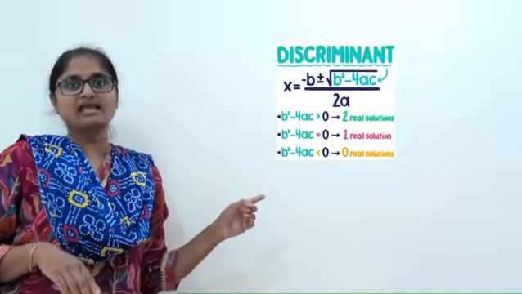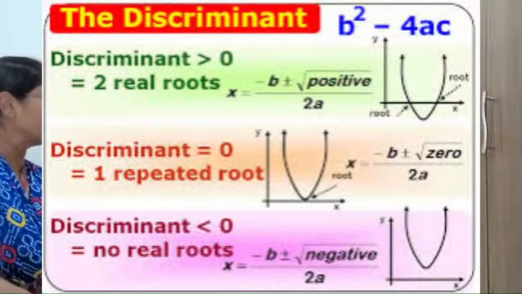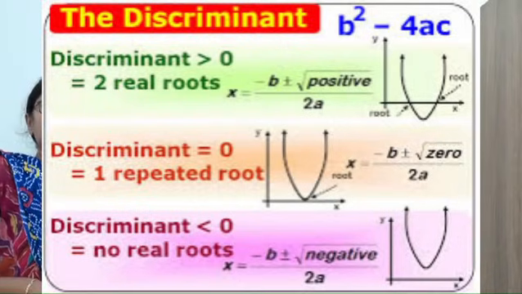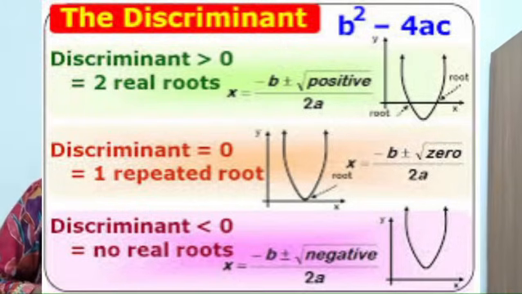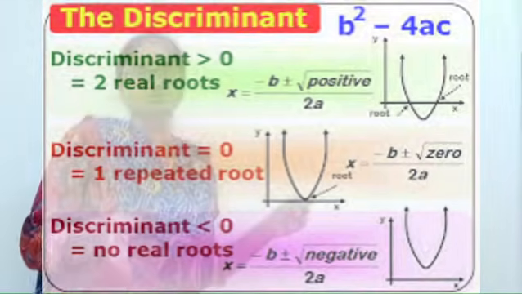Now the third case is when the discriminant b square minus 4ac is less than 0. In this case, we don't have any real roots. And if you see the graphical representation, the parabola is not touching the x-axis, which tells us that the quadratic equation won't have any real roots.